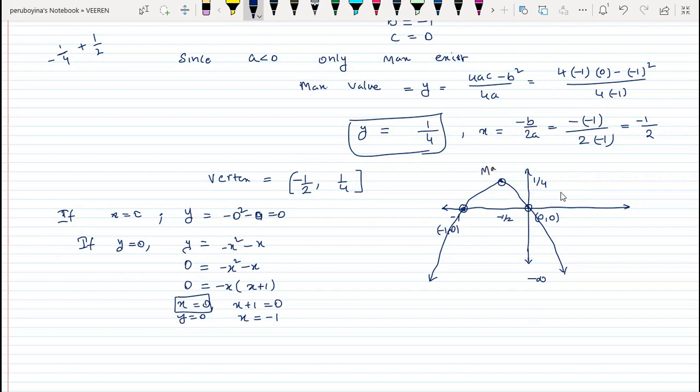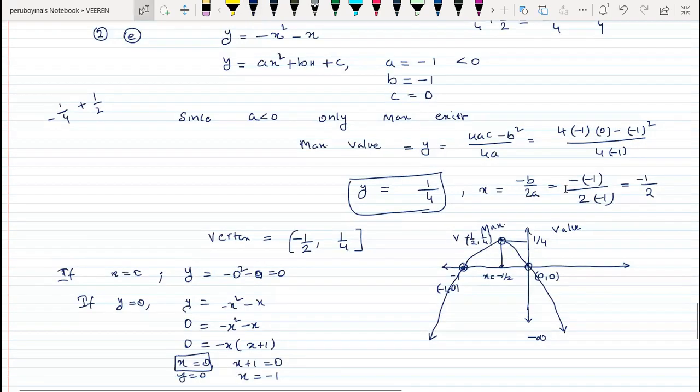And this point is called the maximum point. The maximum value is 1 by 4. The y value is always called the value. And if we ask at what value of x, you have to say minus b by 2a, which is minus 1 by 2. So this point is called the vertex V, or in some books it is marked like A. So it will be minus 1 by 2 comma 1 by 4.